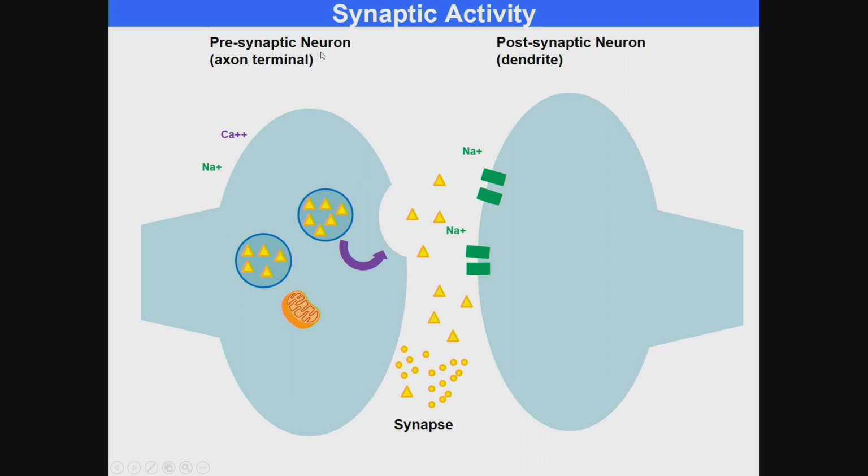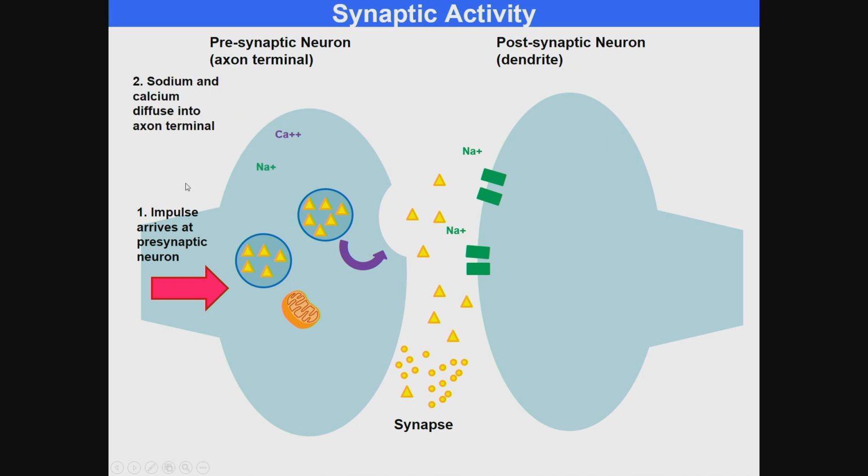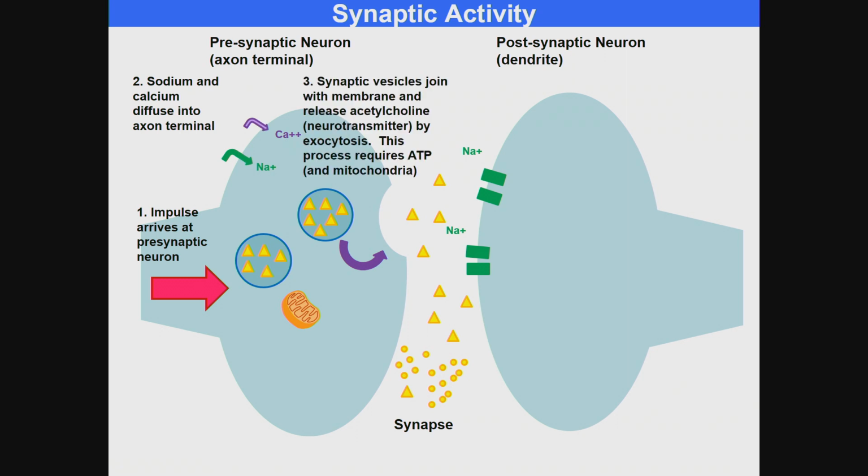First step at the presynaptic neuron, or the axon terminal, is that an action potential, or the impulse, arrives at the presynaptic neuron. It causes sodium and calcium to diffuse into the axon terminal. Sodium is part of the action potential, and calcium causes the next step to happen at the synapse. The synaptic vesicles join with the membrane and release acetylcholine, their neurotransmitter, by exocytosis. This process requires ATP and mitochondria.